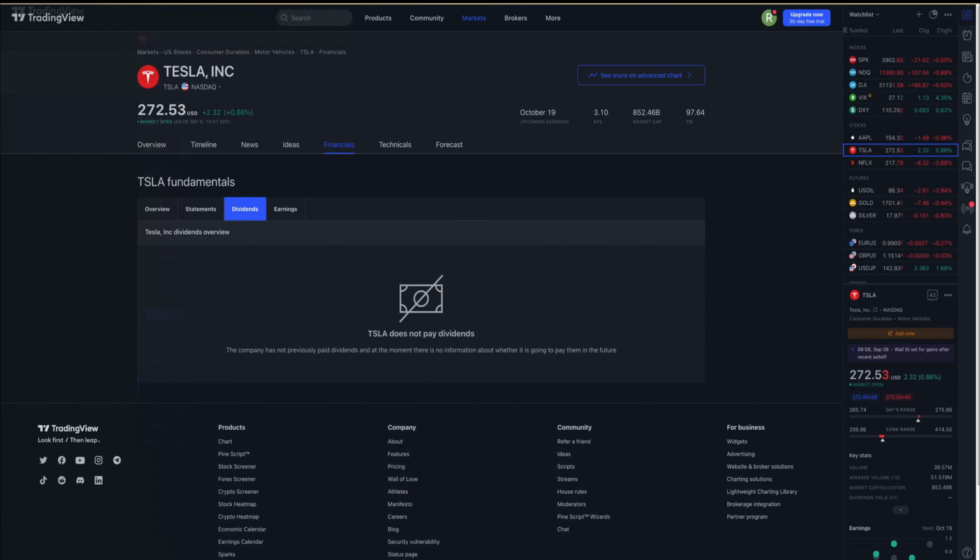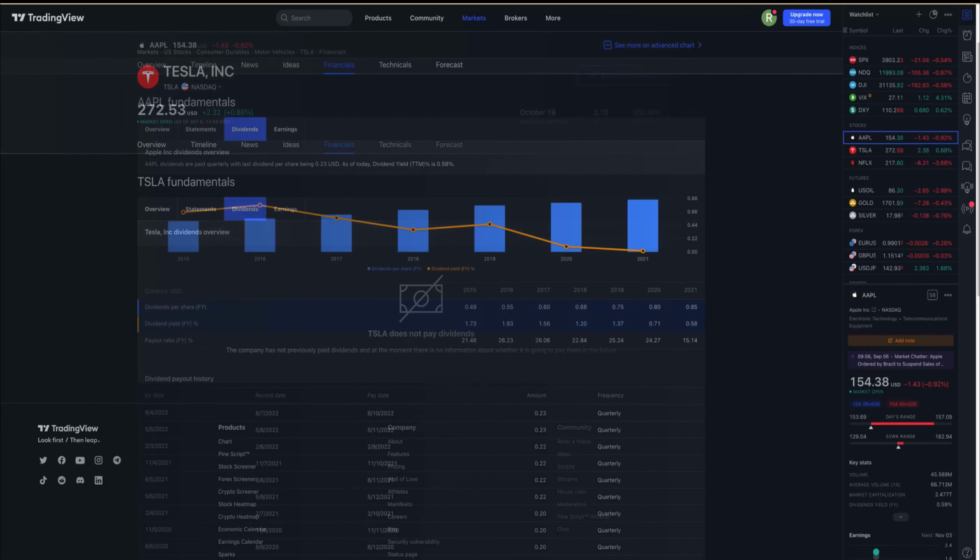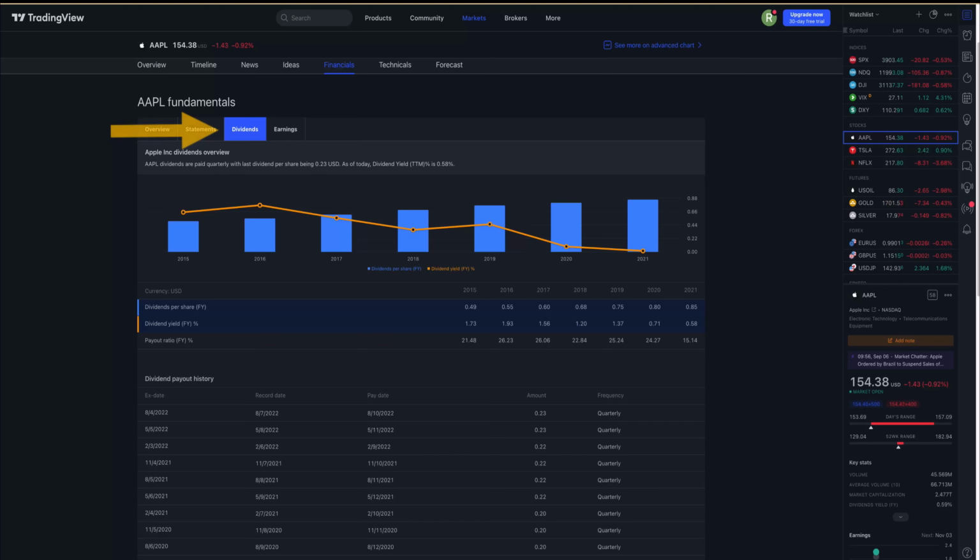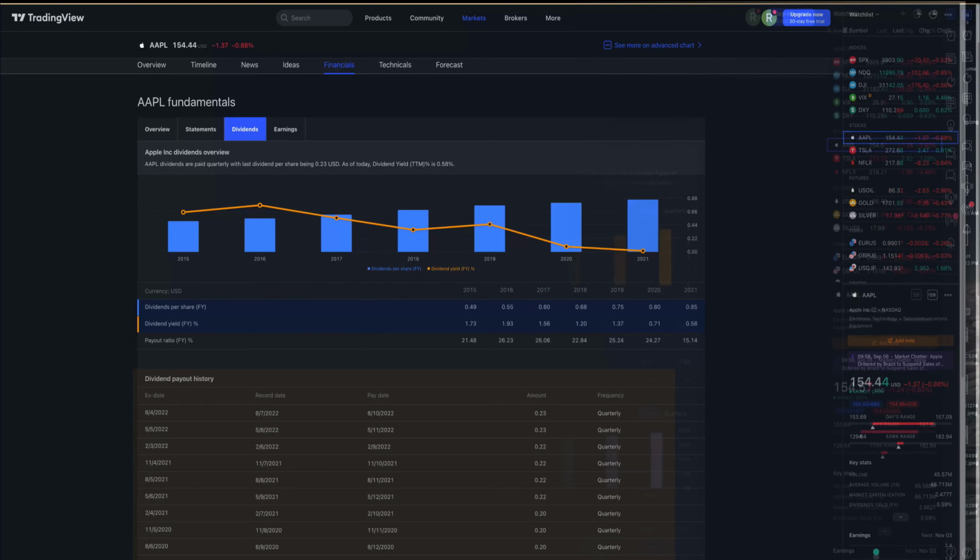Additionally, here you can see the company's dividends. Keep in mind that many companies don't pay out dividends. For example, Netflix and Tesla are two of these companies. Apple, however, does, and as you can see on your screen, TradingView provides an analytical dividend payout history with exact days and amounts. As a huge dividend supporter, I found this feature extremely helpful.